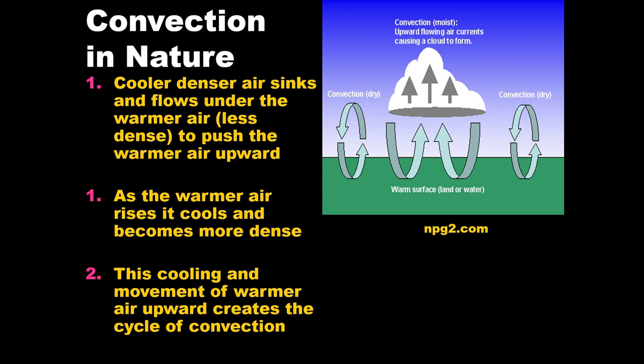If you have a rapid cycle of convection in nature, it can lead to a storm front, or it can lead to something like a tornado as the spinning increases.